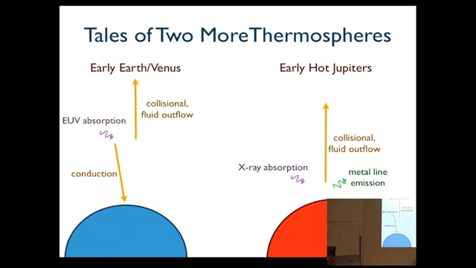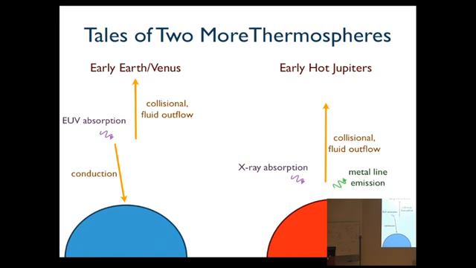But there are a few more thermospheres that it's worth considering, just for our purposes today. Early Earth and Venus have been considered, where you have strong EUV absorption, strong enough to conduct a lot of heat lower in the atmosphere that cannot be radiated away effectively. At least this is what the model does. And that leads to a collisional fluid outflow from higher up. So this actually leads you to an escape from higher up in the atmosphere that increases your escape rate compared to what you would get if you didn't consider conduction.